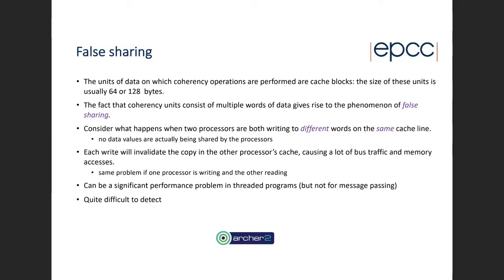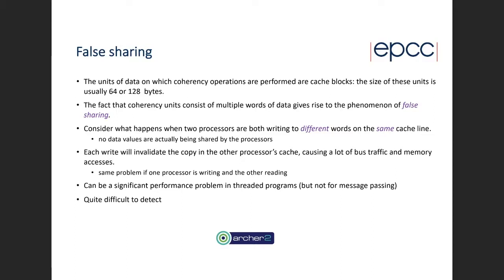This is a problem that happens because these coherency operations are performed on entire cache blocks. So this notion of invalidating copies of data in other caches is all happening in units of cache blocks. And the fact that you can have multiple words of data in a single cache block gives rise to this problem. What you have to think about here is that you have two processors, two cores, and they're both writing to different words that happen to be near enough in memory that they're on the same cache line.